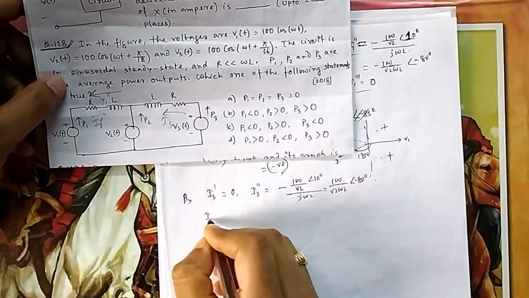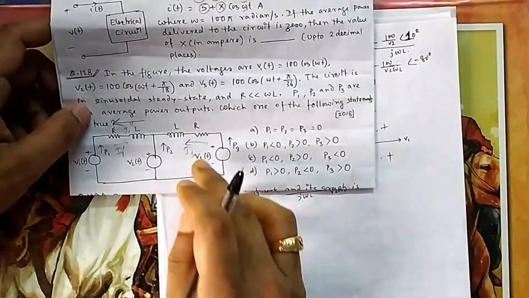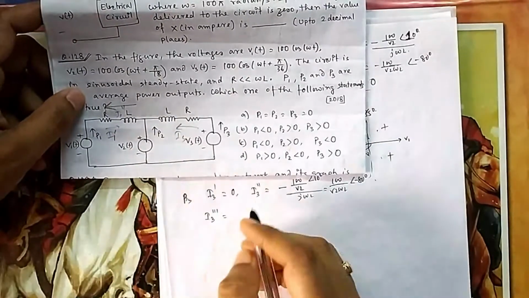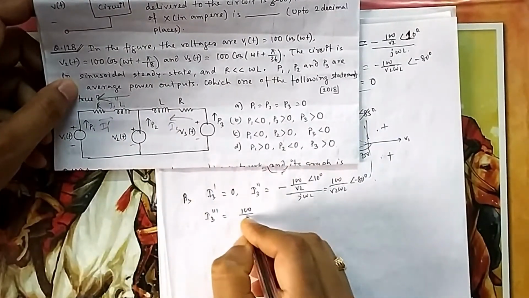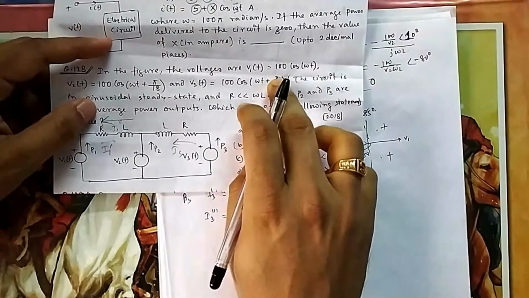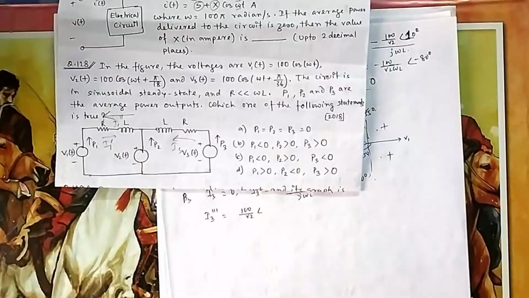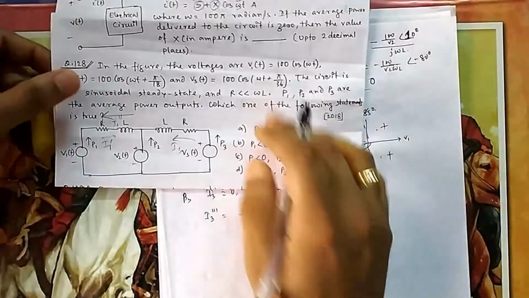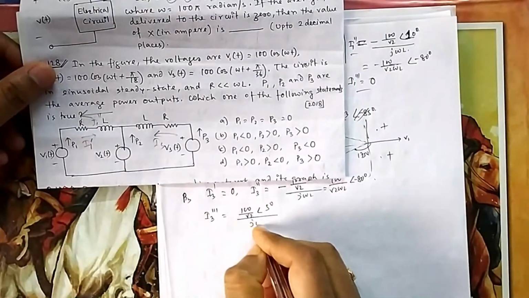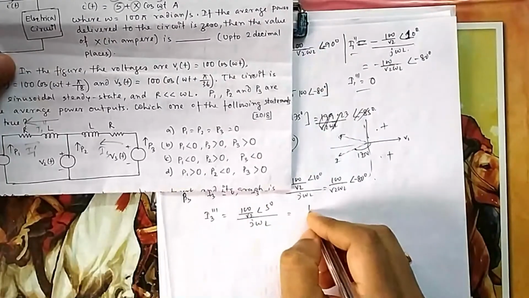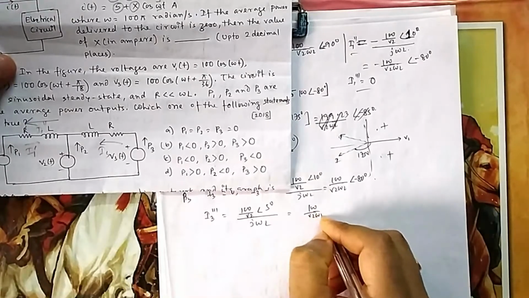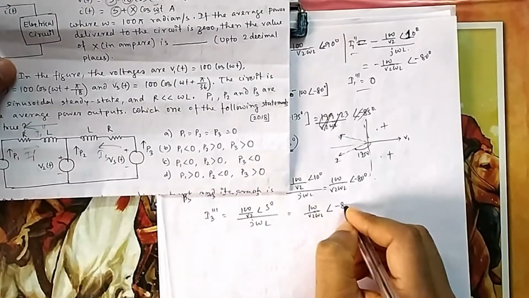And similarly, what will be your I3 triple dash? It means all current is flowing through this. So this will be positive. So it will be 100 by root 2 at an angle of, this angle is 180, but then it is 5 degrees, because it is 180 minus. So it is 5 degrees divided by j omega L. So if you do it, you will find 100 by root 2 omega L at an angle of minus 85.